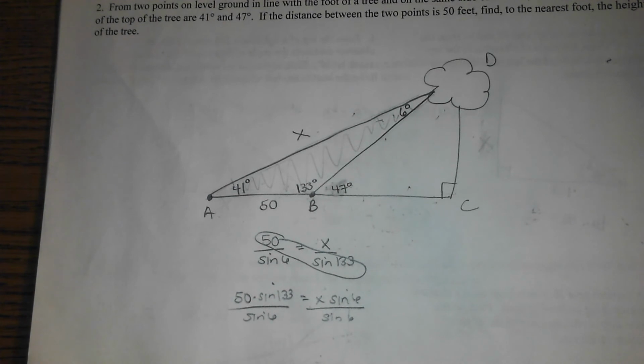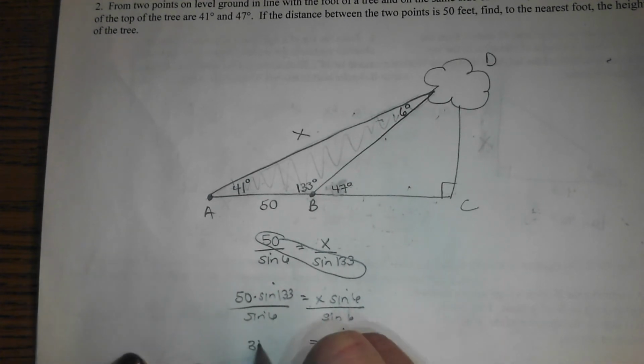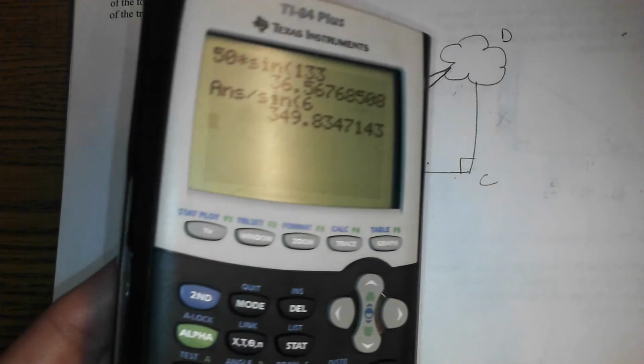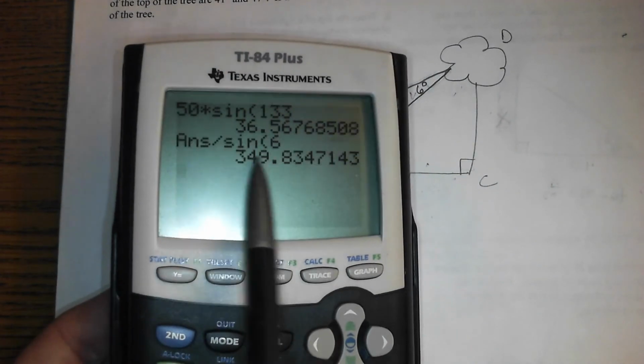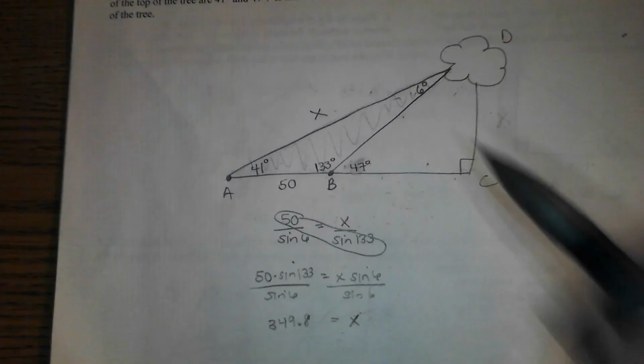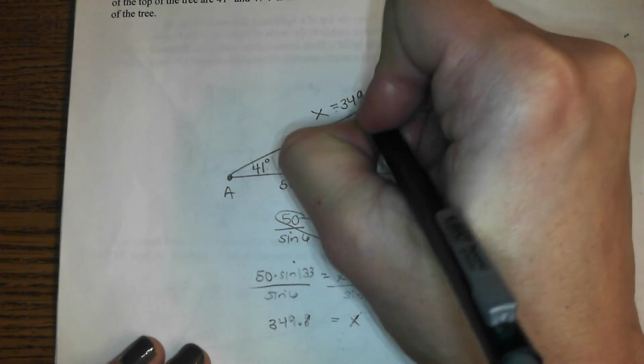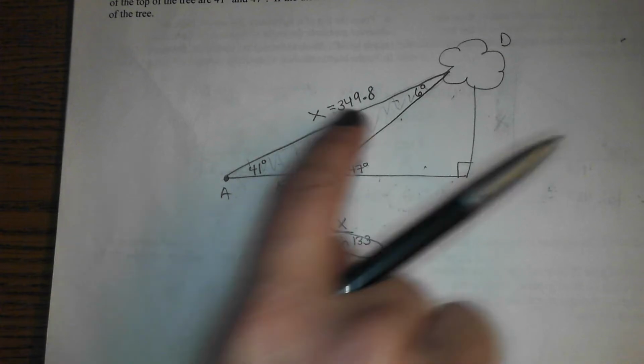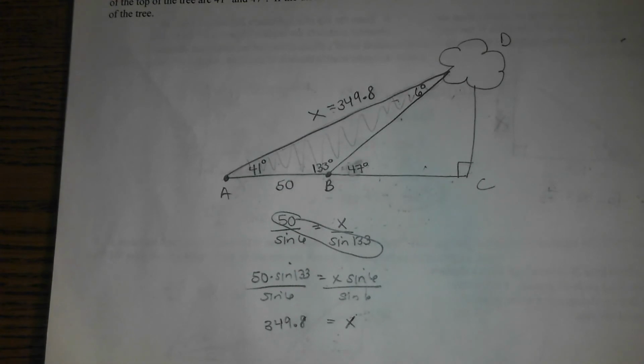So divide by the sine of 6. And I'm going to get x equals 349.8. I'm going to round it on paper to the 0.8, but if I go and then use it, I'm going to use the exact decimal that's on my screen. 349.8, I'm just cutting it off for the sake of writing. But you never use a rounded answer to make a follow-up calculation. So when I go to use that, I'm not going to use that. I'm going to use the full decimal for my calculator.